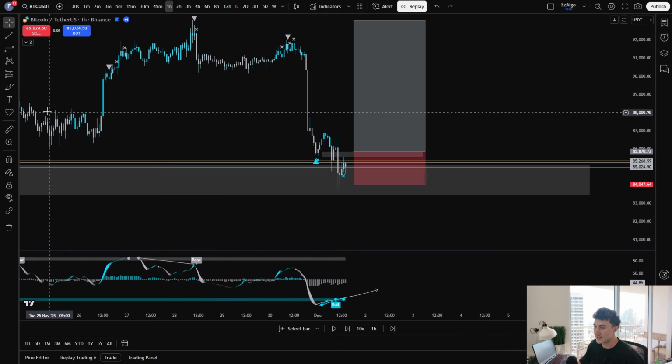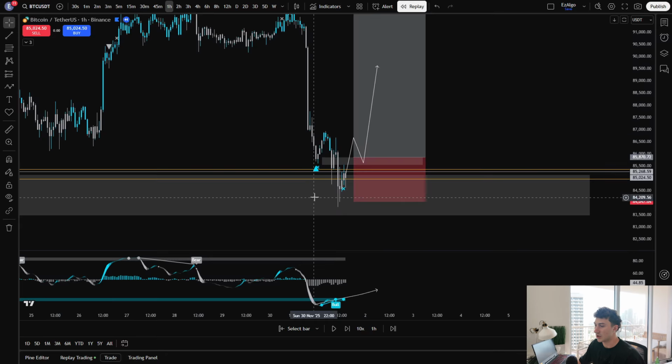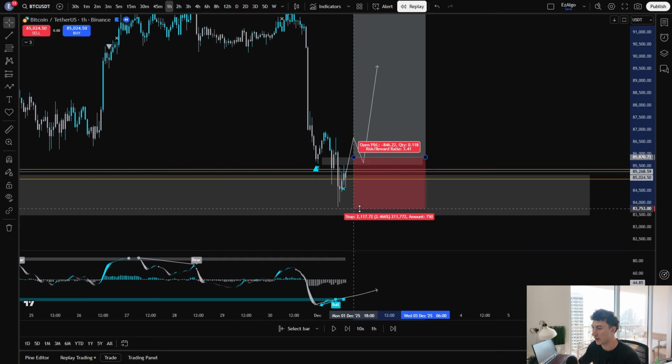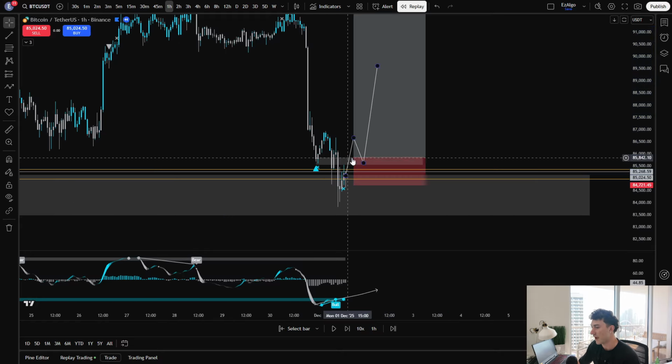All I'm waiting for now, guys, is an inverse fair value gap, meaning an hourly candle closure above this bearish fair value gap to then go long, and then put my stop loss at this swing low as a hard stop loss, and then manually close if we see any hourly candle closures below this inverse fair value gap, okay?